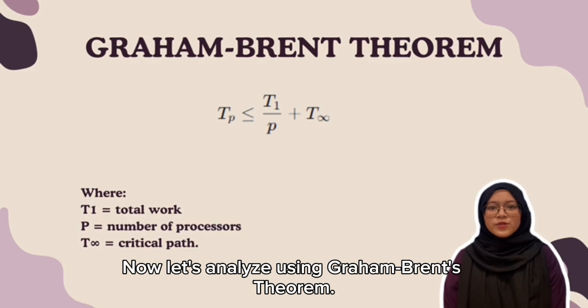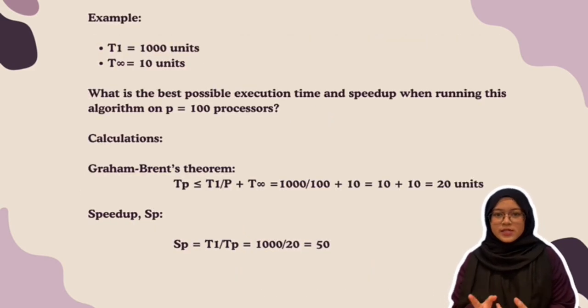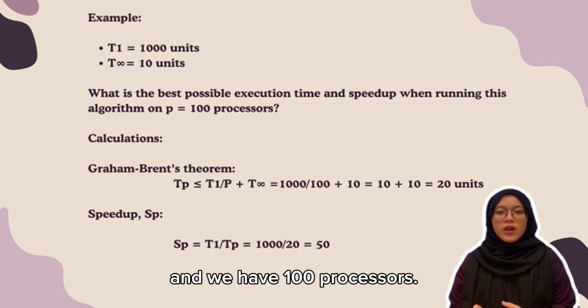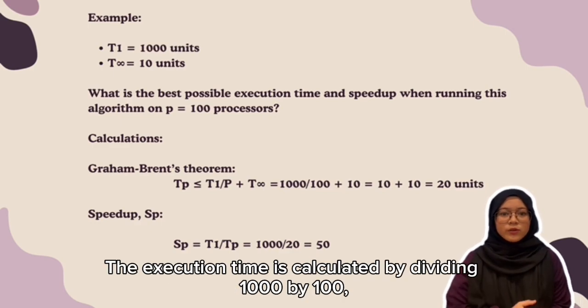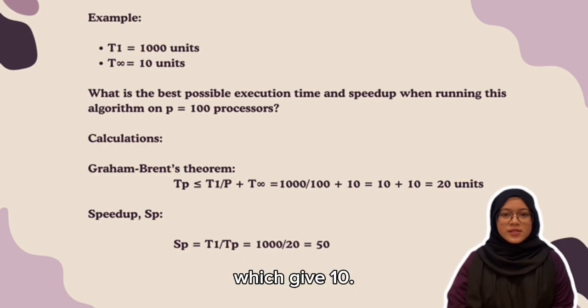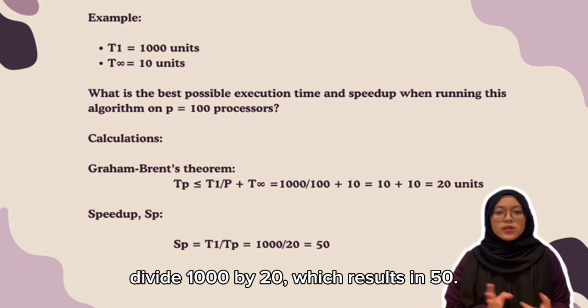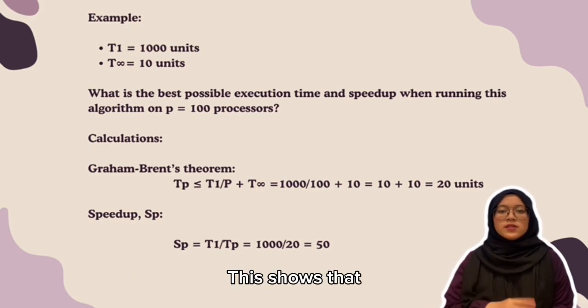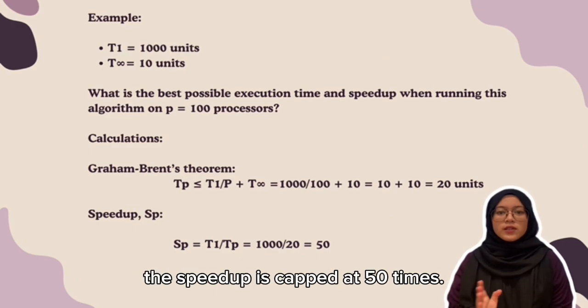Now let's analyze using Graham-Brent theorem. We assume the total work is 1000 units. The critical path is 10 units and we have 100 processors. The execution time is calculated by dividing 1000 by 100, which gives 10, and then adding the span of 10, so the total time is 20 units. To get the speed-up, divide 1000 by 20, which results in 50. This shows that even with 100 processors, the speed-up is limited to 50 times.